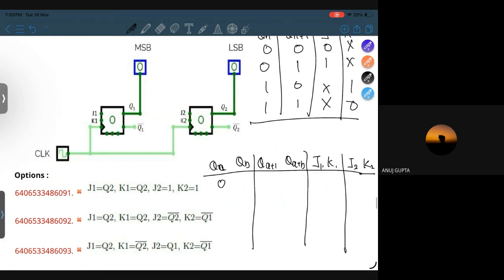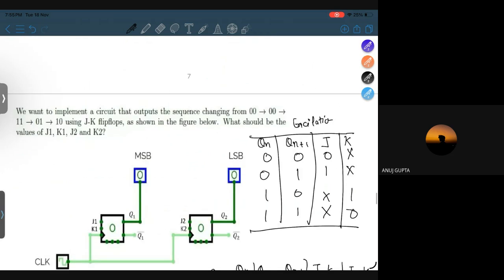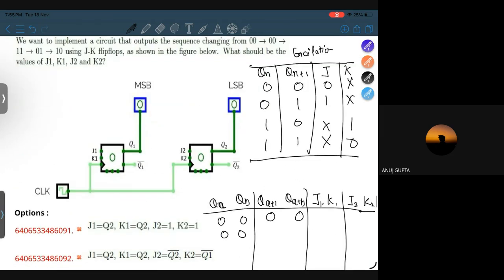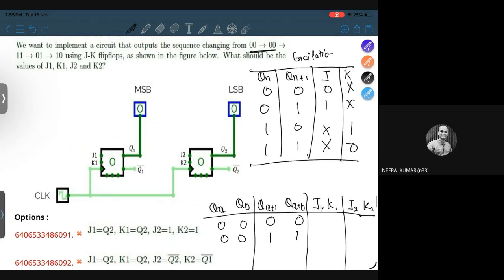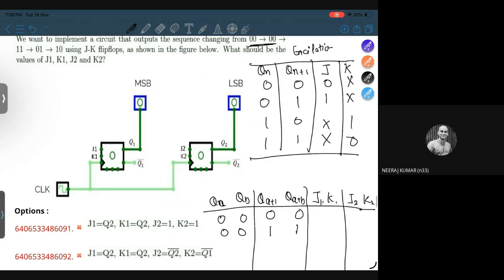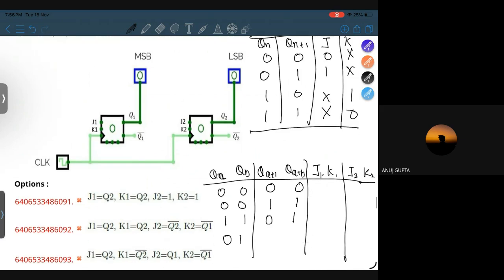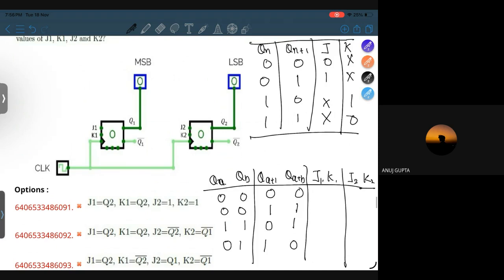So for this we need 0 0 to again 0 0, then 0 0 to 1 1, then 1 1 to 0 1, and 0 1 to 1 0. So for 0 0 this will be 0x. For 0 1 this will be 1x. For 1 0 this will be x1. So for 0 1 this is 1x.